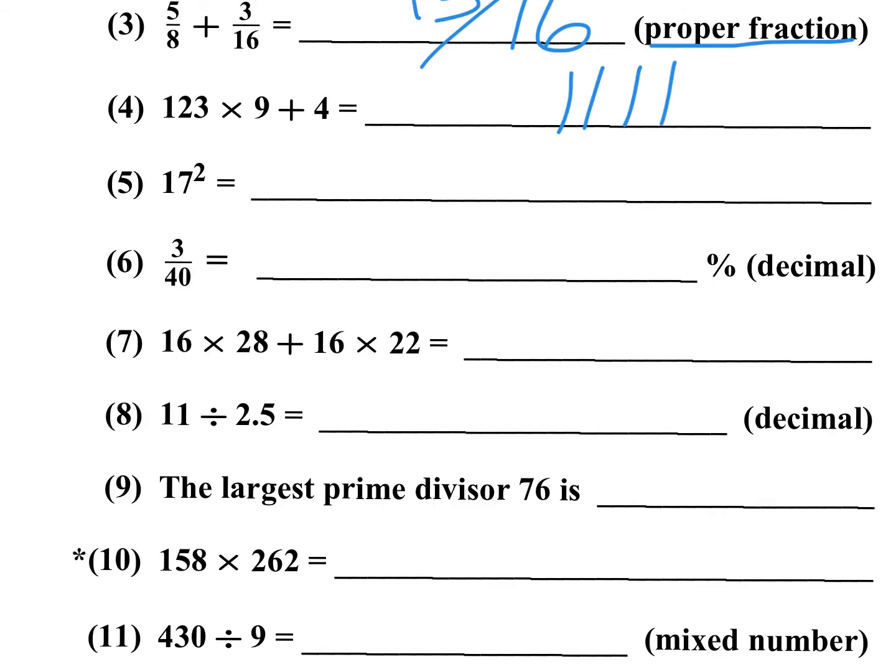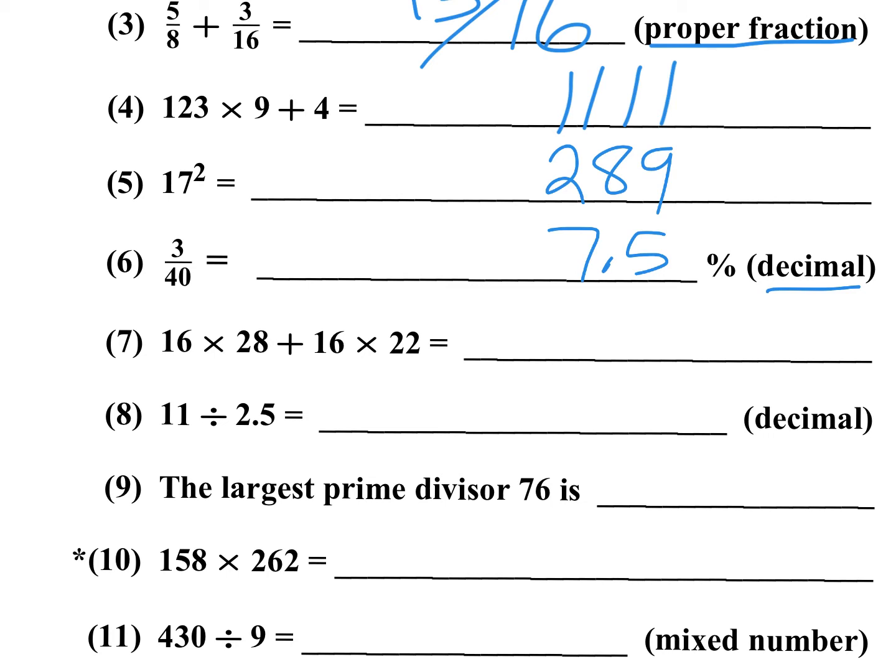Okay, number 5, 17 squared, that's 289. And I recommend that you memorize at least your first 30 squares. Number 6, 3 over 40 is a percent, but we want the answer as a decimal. If it was 3/4, it would be 75%. 3 over 40, you take 75 and divide by 10, so it's 7.5.